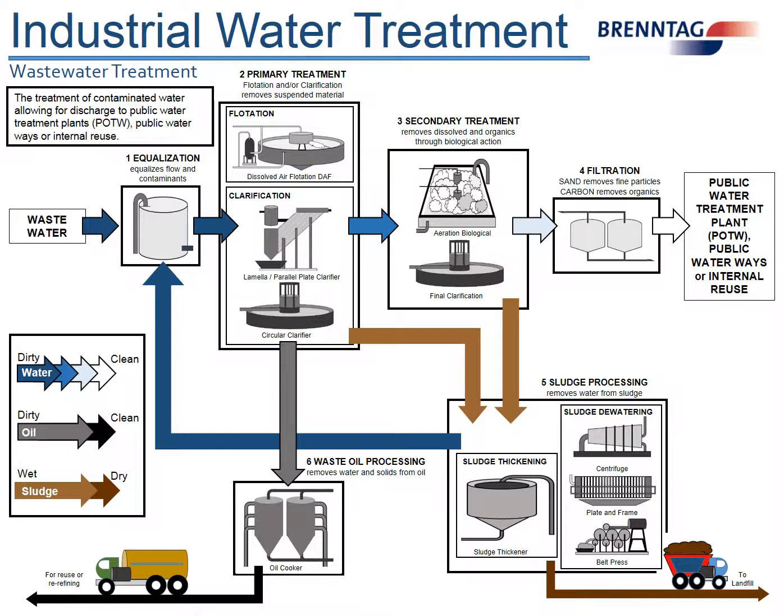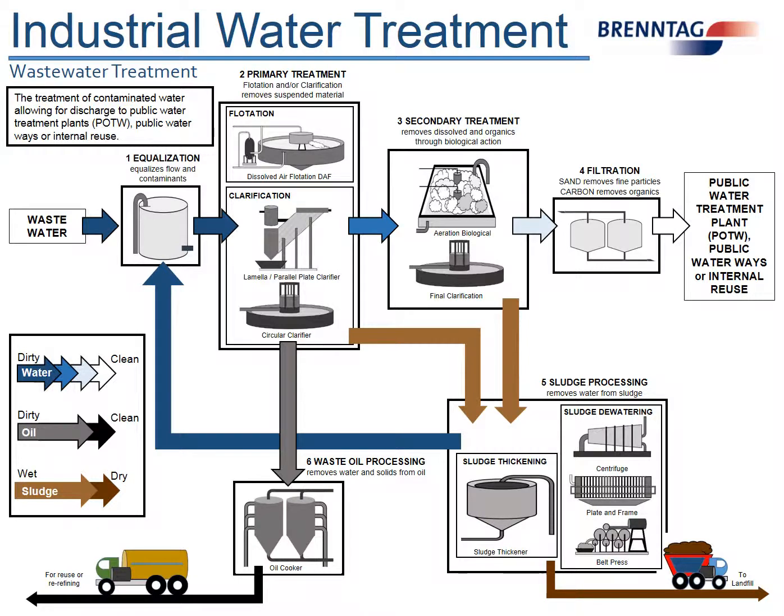If we follow the oil that could be removed in this process, oil is brought into what are called cookers, where it is heated up, where the water and oil separate, and the oil is either reclaimed or reused, and the water is then disposed of back up in the beginning of the plant.